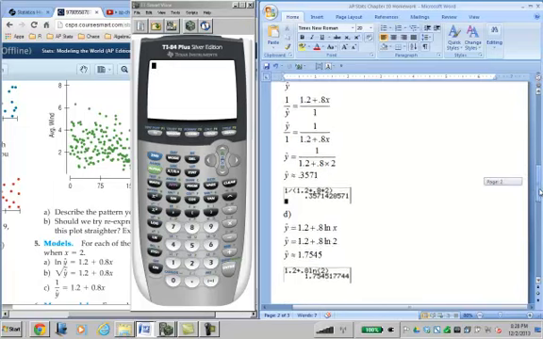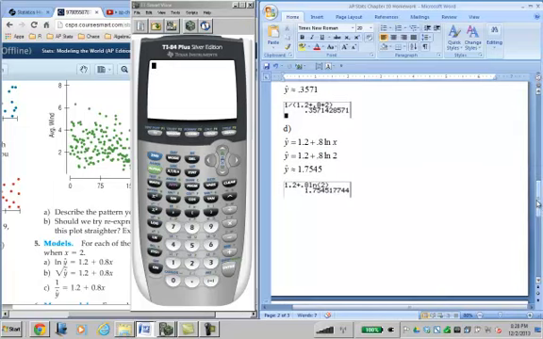Okay, D. Y hat equals 1.2 plus 0.8 times the ln of x. Well, this is pretty straightforward. No transformation is needed. Just plug in 2 for x. And just put in the calculator 1.2 plus 0.8 times the ln of 2. You don't even need to do any algebra on that one. And it's about 1.75.